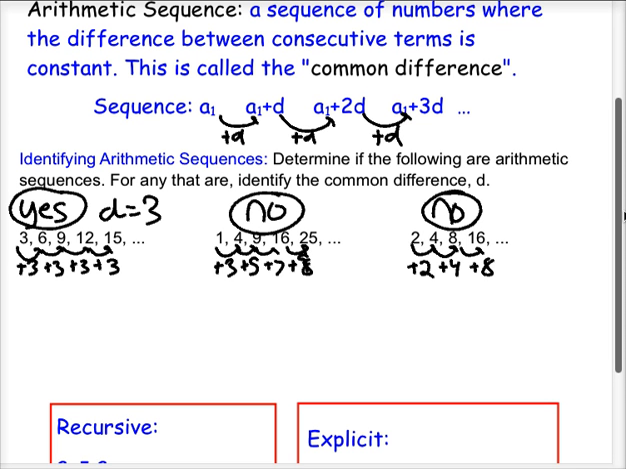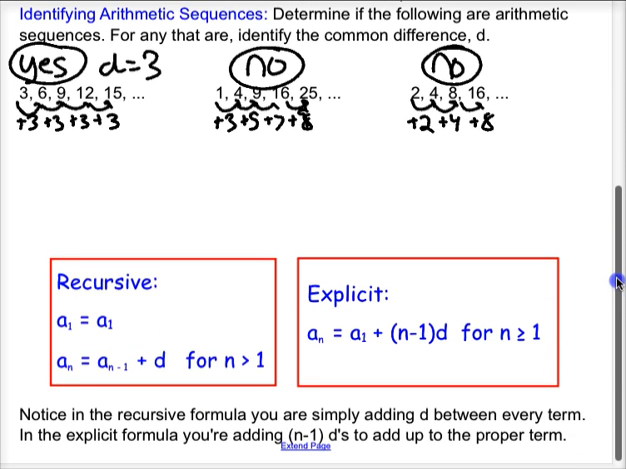Now, obviously, in this process, what's really important to us is being able to represent these things. So we have specific rules to look at for those recursive and explicit definitions. That's why we spent yesterday investigating how to write those, because now the cool thing is if we know we're dealing with something arithmetic, well, your rule is always the same.